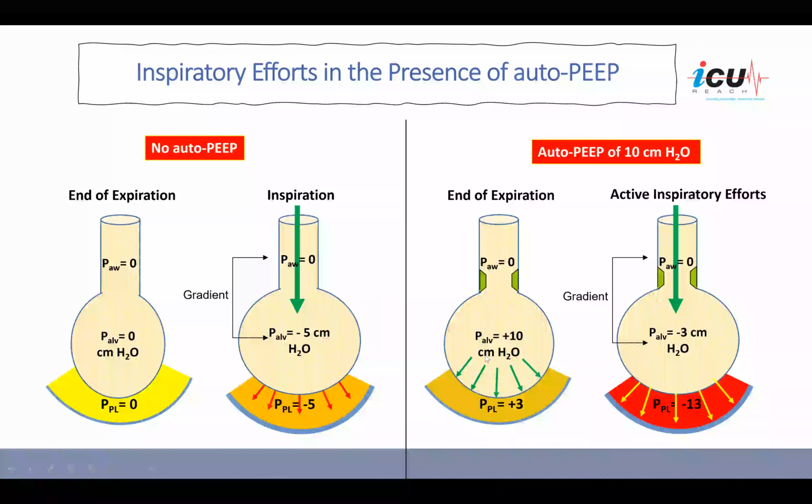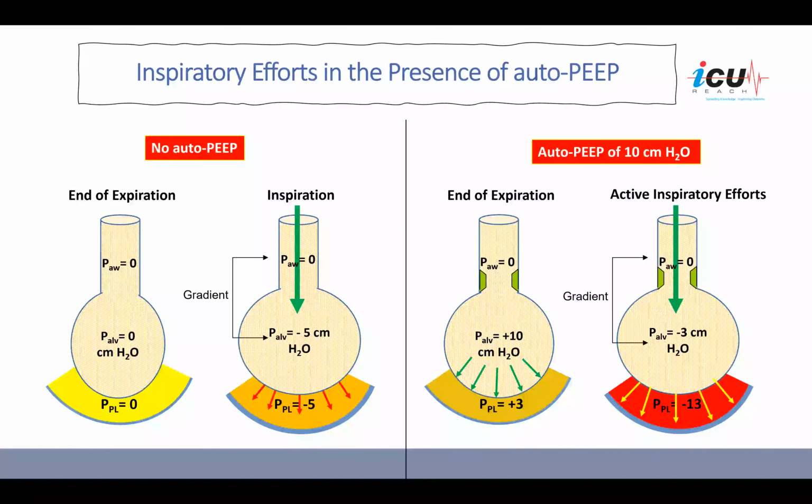So in this example, in order to create that gradient between the 0 and the alveoli of -3, in order to trigger the ventilator, the patient needs to drop the pleural pressure from +3 to -13. With the -13, 10 of them will overcome the auto-PEEP of 10, and 3 centimeters will decrease the alveolar pressure to -3 centimeters. This way, we create a gradient, and we can trigger the ventilator.